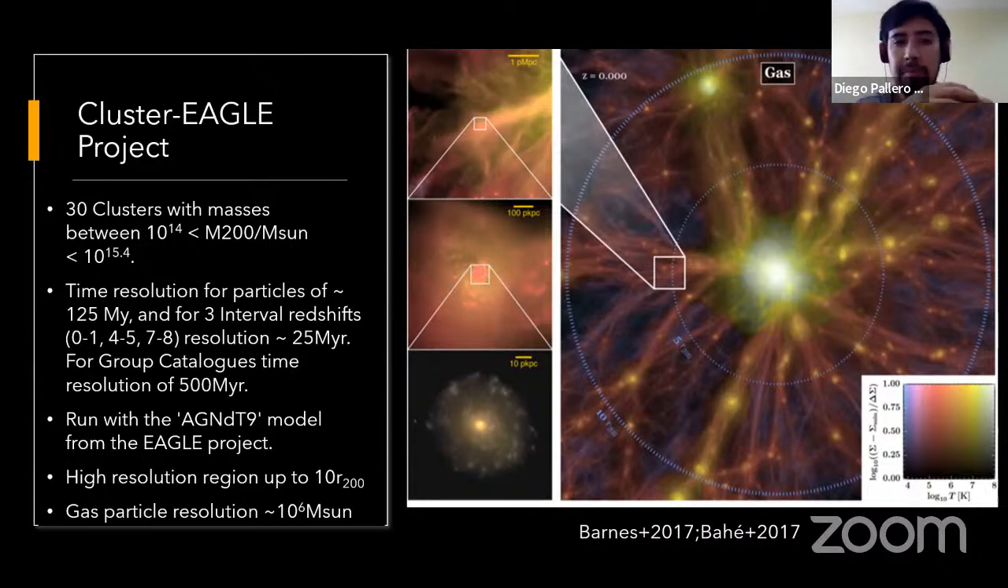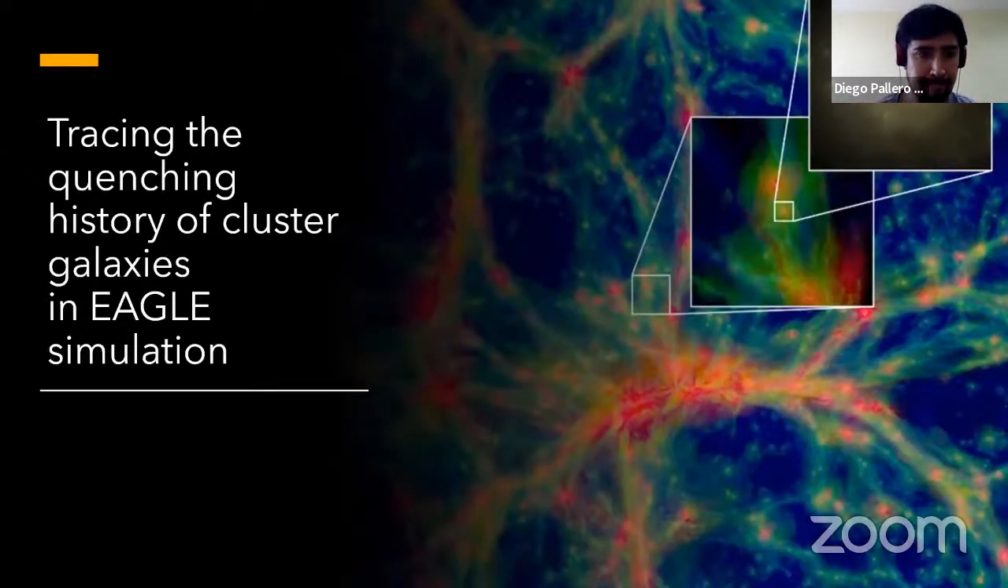So in a sense, this talk will be split between two sets of results. The first one related to the Eagle simulation, and the second one related to this Cluster Eagle simulation. So as I mentioned before, in the first part, I will be tracing the quenching evolution of these galaxies in the Eagle simulation.